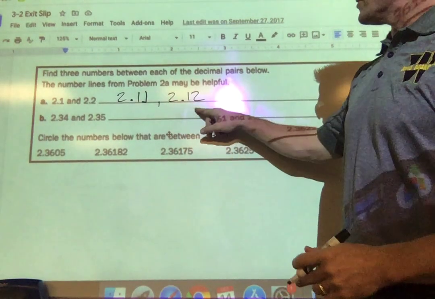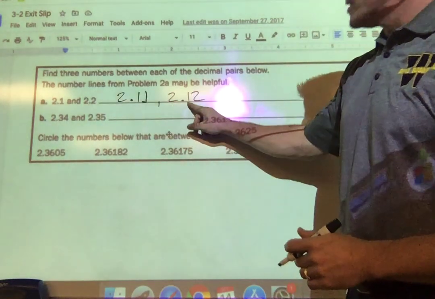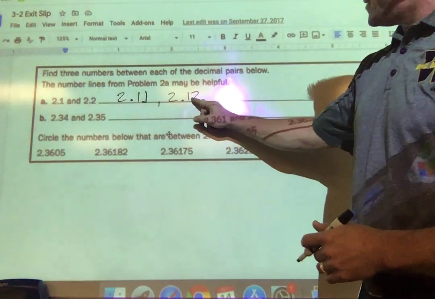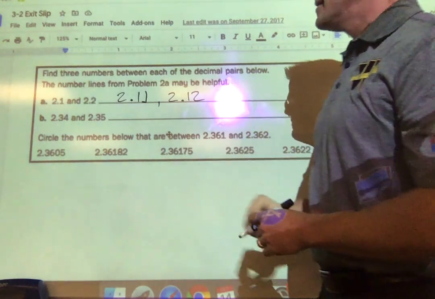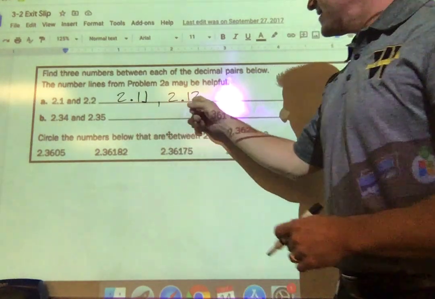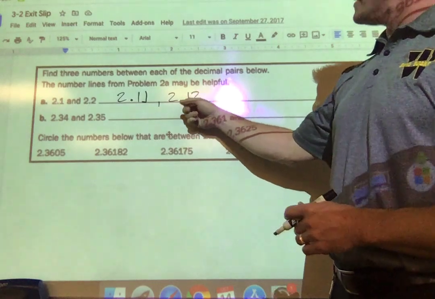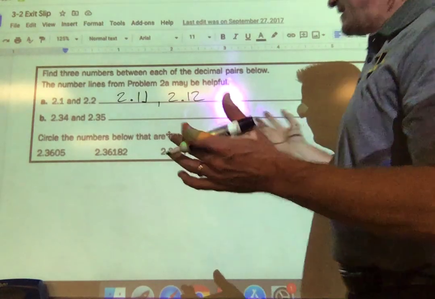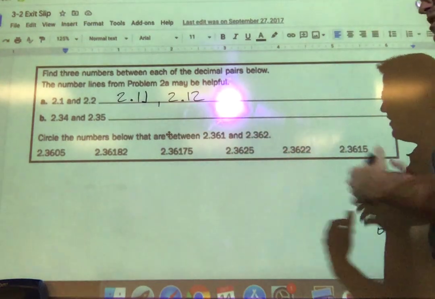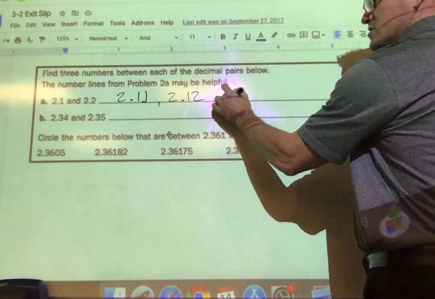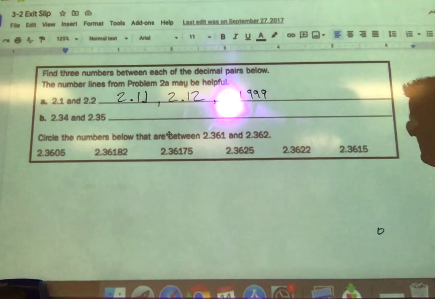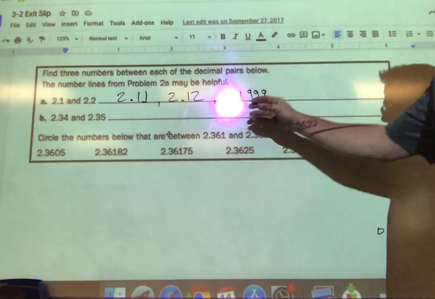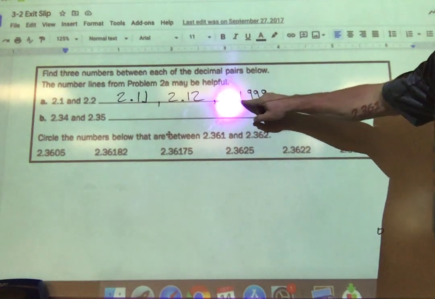As long as it starts with 2.1, it's always smaller than 2.2 because these get so small when I keep adding things to this that it's never going to be bigger. Until I get 10 of these and it makes one more of these to get it to a 2, it doesn't matter. As long as it starts with 2.1, it falls in between there. So I could do 2.1999. That's still in between 2.1 and 2.2 because I'm not to 2.2 yet.